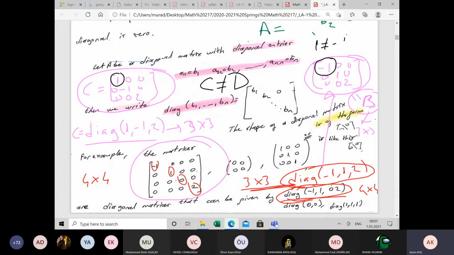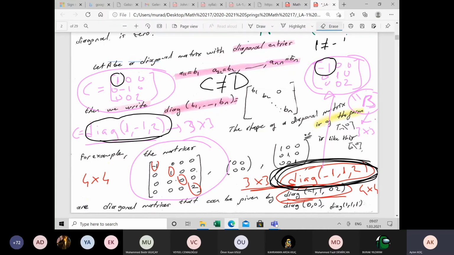It's okay. So what does it mean? The order of the entries is important. Be careful. Don't omit 0, and the order is important. Any question? No. Okay.